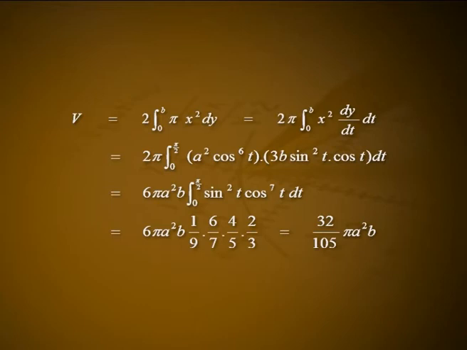a² b ∫ from 0 to π/2 of sin²t cos⁷t dt, which is equal to 6π a² b × (1/9) × (6/7) × (4/5) × (2/3), which is equal to 32/105 π a² b.